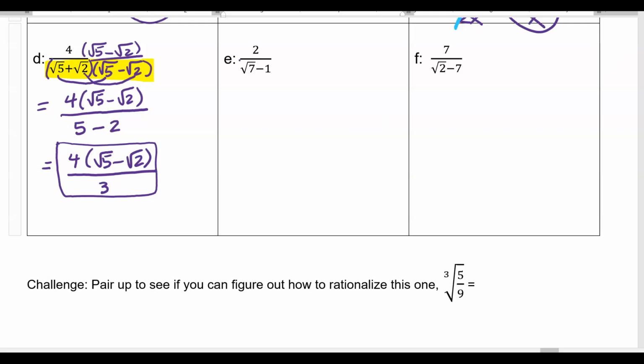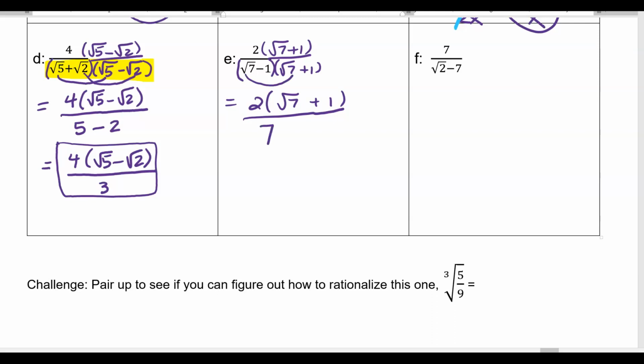Now let's move to E. What is the conjugate of radical 7 minus 1? It's radical 7 plus 1. So we're going to multiply top and bottom by radical 7 plus 1 again. You can simply write 2 times the square root of 7 plus 1 in the numerator. But in the denominator, square root of 7 times the square root of 7 is square root of 49, which is 7. Negative 1 times positive 1 is minus 1. So you have 2 times the square root of 7 plus 1, that's in parentheses, over 6.